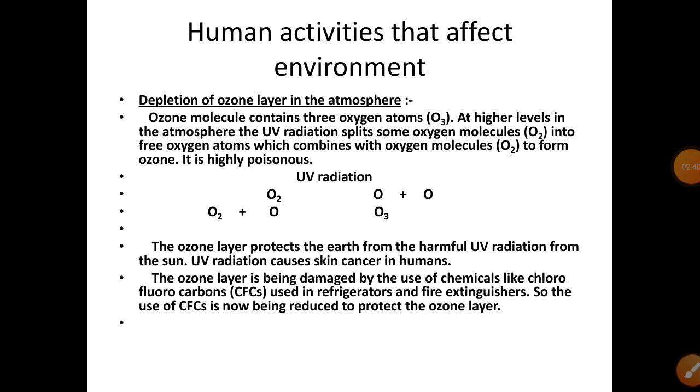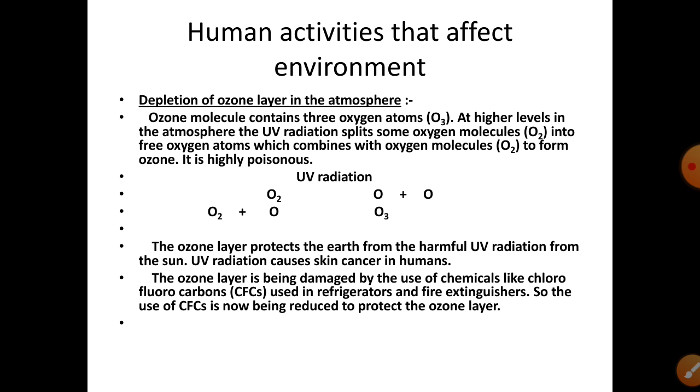Now the very next topic is the human activities that affect the environment, and very important out of these is the depletion or the thinning of the ozone layer. We all know the importance of the ozone layer. It is a kind of natural umbrella for us, which protects us from the harmful UV radiations, ultraviolet radiations. So let's get started: how the ozone layer is formed, how it is depleted, and how it can be regained.